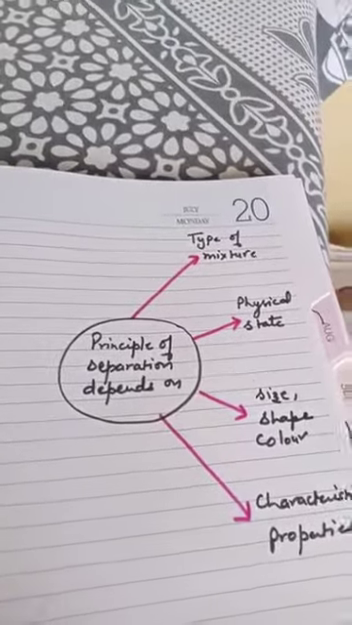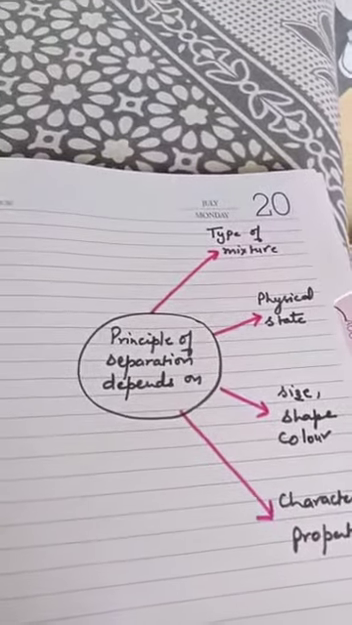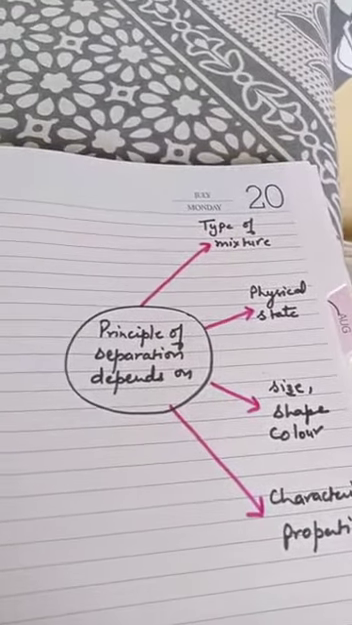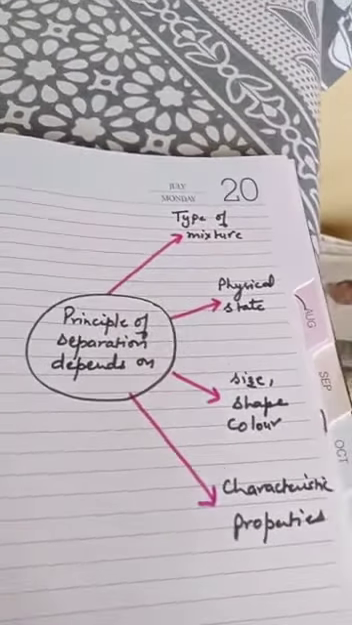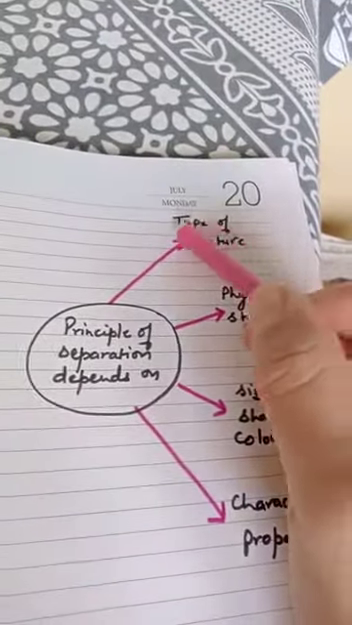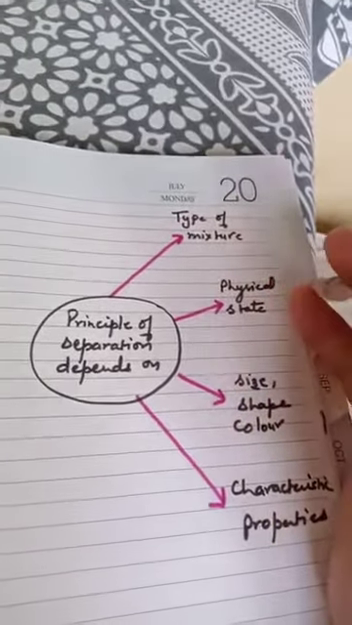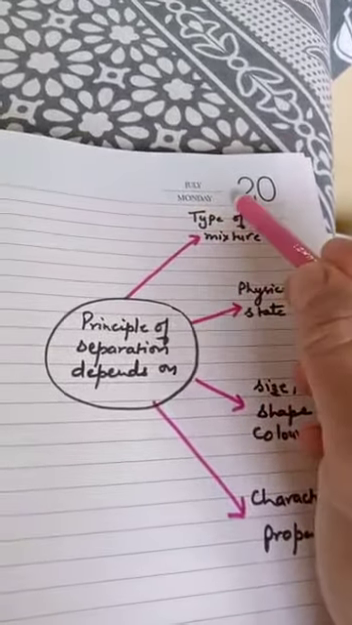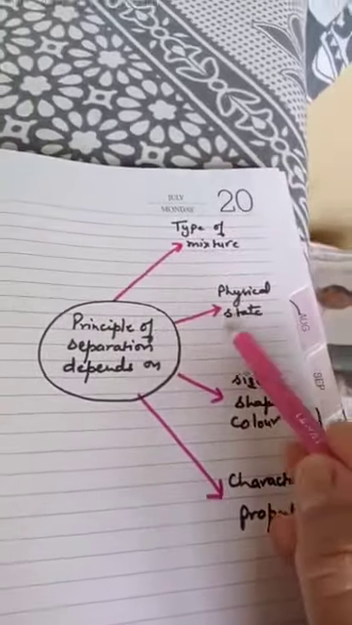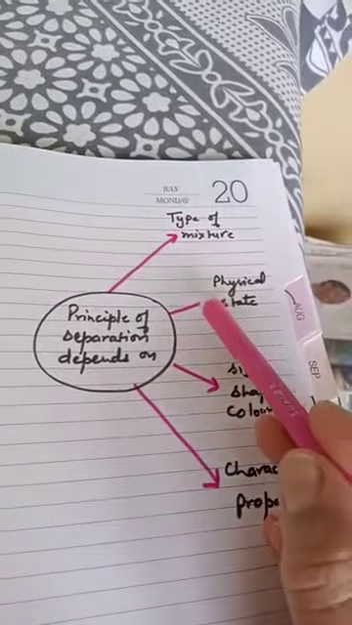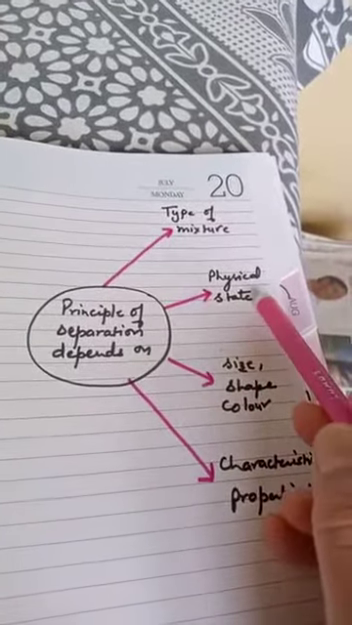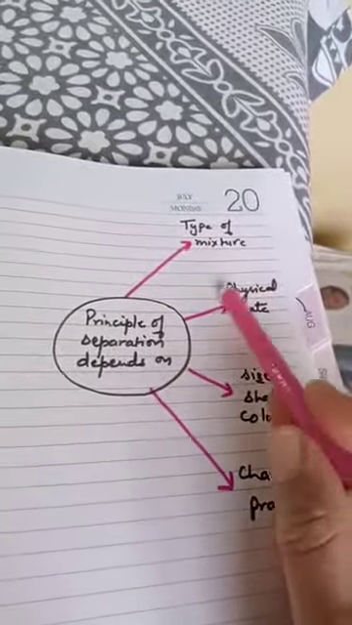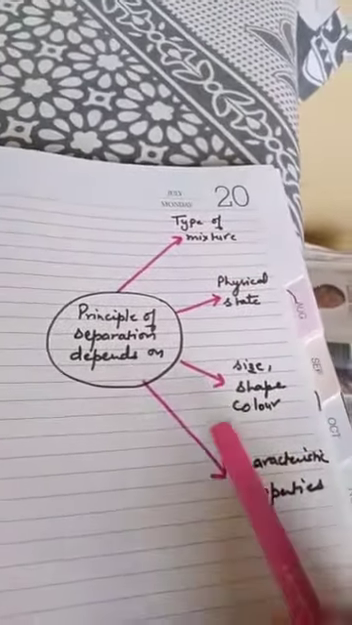On what basis do we select the method that can be used for separating the components of a mixture? We decide the method on the basis of four things. Number one is the type of mixture. First, we see whether the mixture is homogeneous or heterogeneous. Second, we see the physical state, whether it is present in solid, liquid or gaseous state. So different methods are applied for different types and states of mixtures.